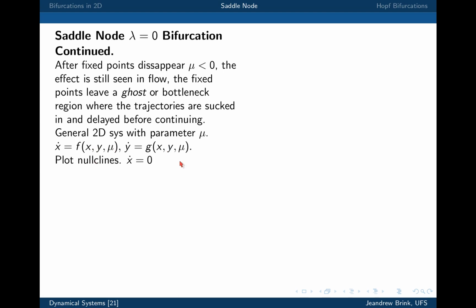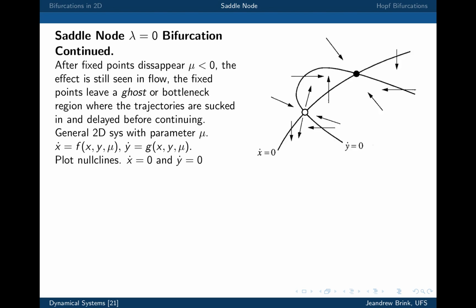So let's, for example, plot x dot equals 0 and y dot equals 0. And so for a fixed mu, a function of x, y equals 0 is simply a line. And there we have it. So say, for example, x dot equals 0 along that line over there, and y dot equals 0 along this line over there. So those are your null lines.